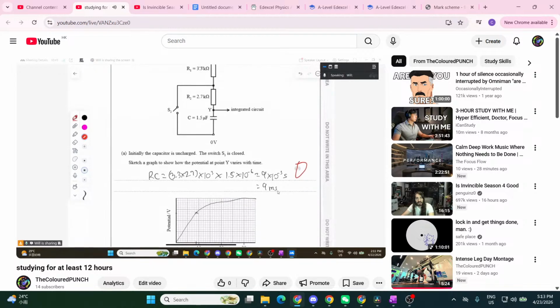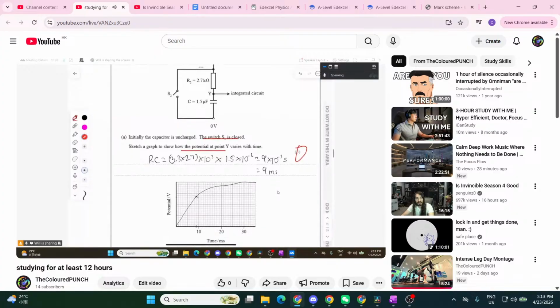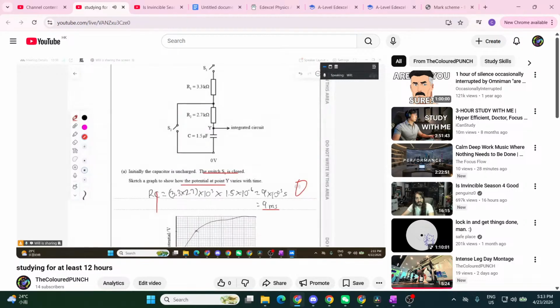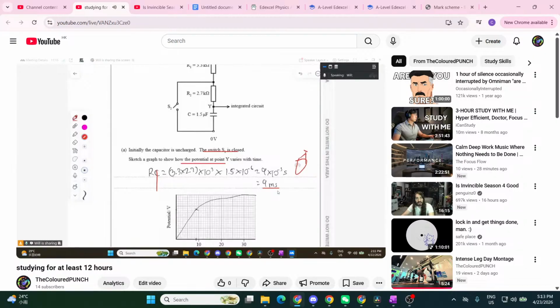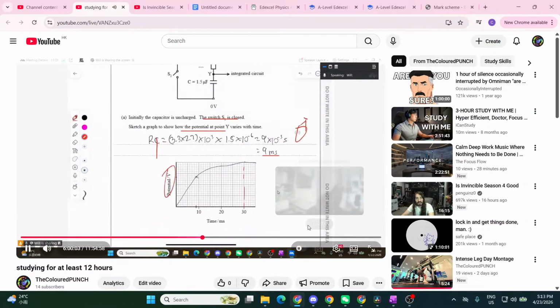Use the RC, right? Just sketch the graph and show how the values go. The value is 9, right? Yeah, the time constant. Okay. It's right. There are 3 marks. Initially and capacitor. Initially, capacitor and graph potential. No, what? The value is what? The value.